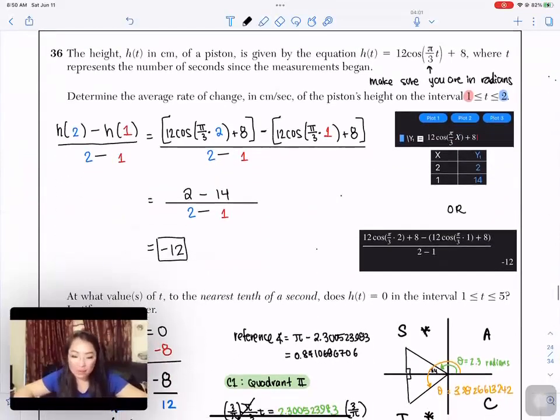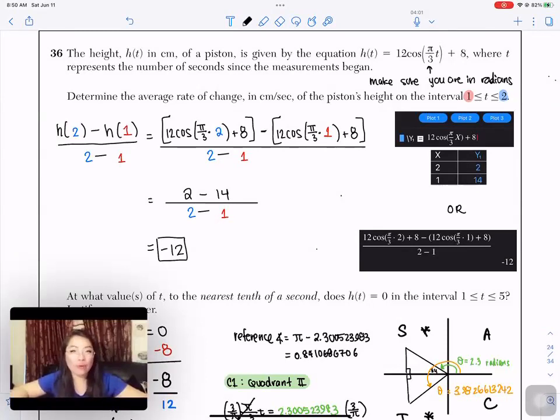Okay. The next step, 36, I wish it was 37. 36, average rate of change. And of course, it is a trig function, right? Because they know that the average rate of change is delta y over delta x, or slope, because you passed Algebra 1. And so when you put it in the calculator, you should get 2 minus 14 all over 2 minus 1, which is negative 12. Two ways to do this. But the first one is my favorite because it's easy.